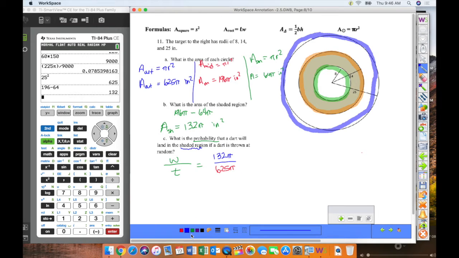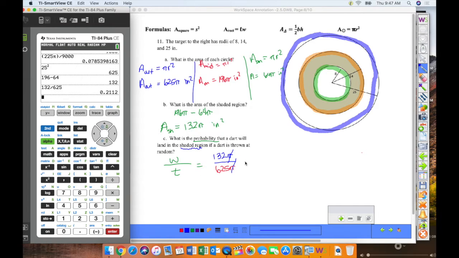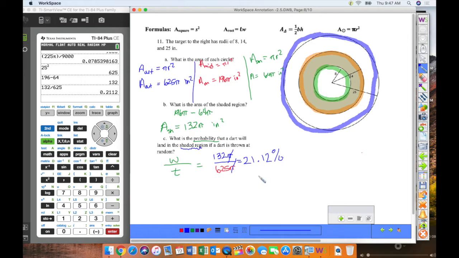The cool thing about keeping it exact is when you've got the same thing upstairs and downstairs in a fraction, like a pi over pi, it totally cancels out. So we've got 132 divided by 625. We don't even need the pi's. Let's keep that exact since it came out so nice. This is nice and clean. So it's equal to 21.12% chance, because we moved that decimal 2 places to the right, and since that's nice and clean, I didn't even round it off. So that's the probability for a dart that's guaranteed to hit the target.